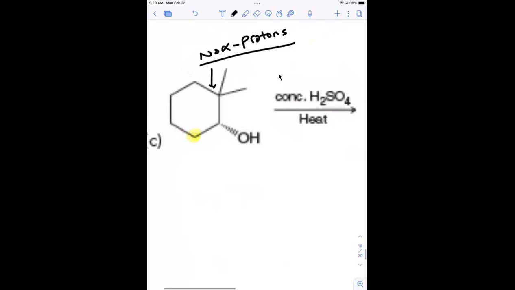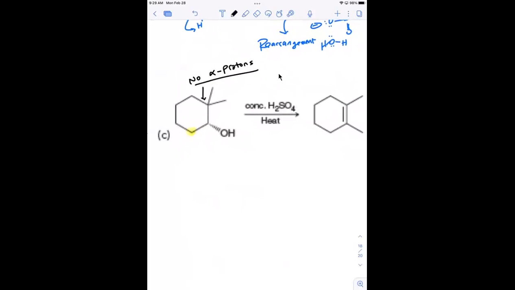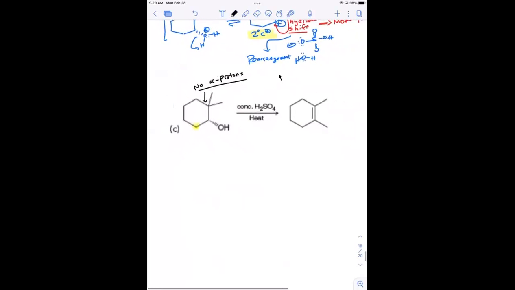So you don't have any alpha protons there. So really, you literally only have one alpha site, which is the one highlighted in yellow, right? Because that carbon is already quaternary. So nothing you can do there. But it's a similar reaction.